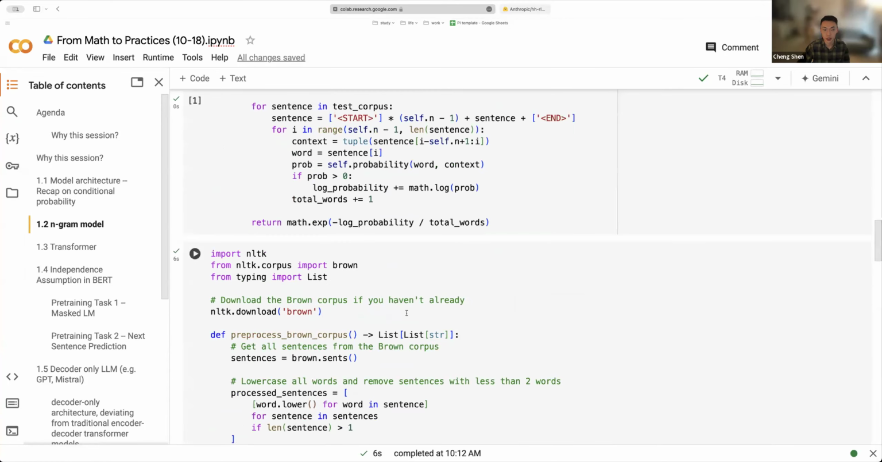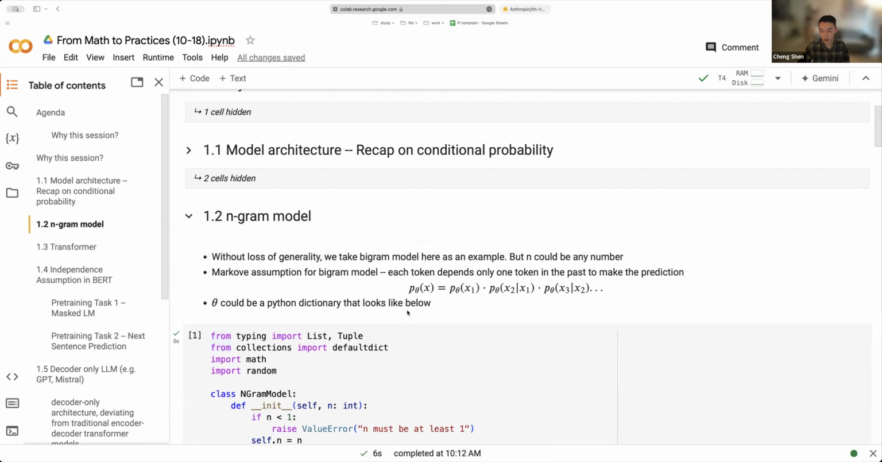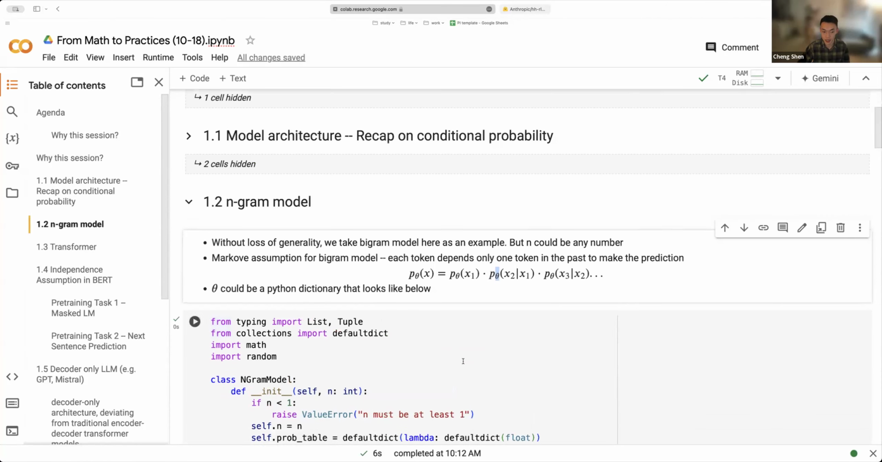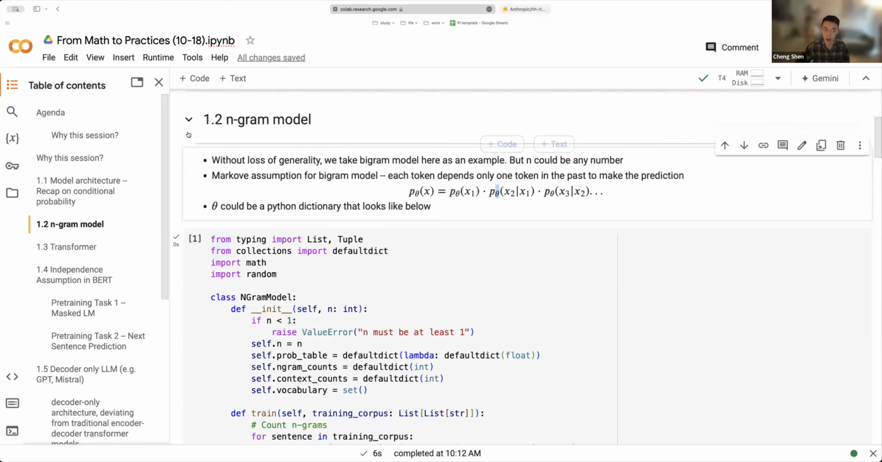But the n-gram models here just want to give you an idea of this conditional probability, this autoregressive nature, and the parameters used to model the distributions here. They are not necessarily some complicated networks. They could be as simple as a lookup table, as implemented here in the n-gram model.